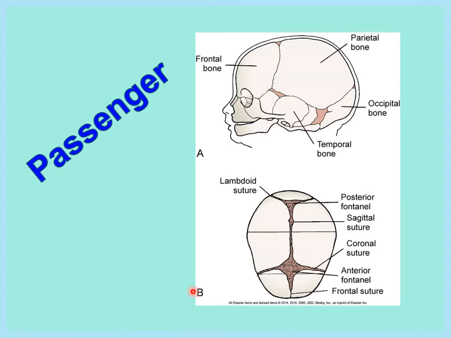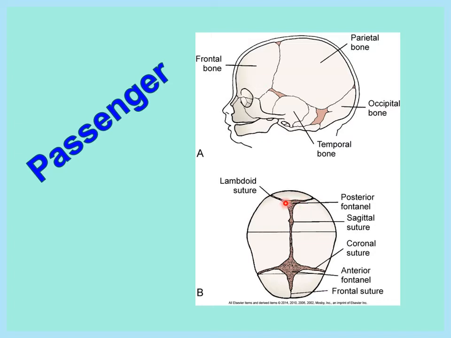The fontanelles are membrane-filled spaces between the bones of the fetal skull that allow for molding as the fetal head passes through the birth canal. The anterior fontanelle is a diamond-shaped structure at the front of the fetal head. And here you see the diamond-shaped anterior fontanelle. This fontanelle is generally 3 centimeters by 2 centimeters. It closes by 18 months after birth.